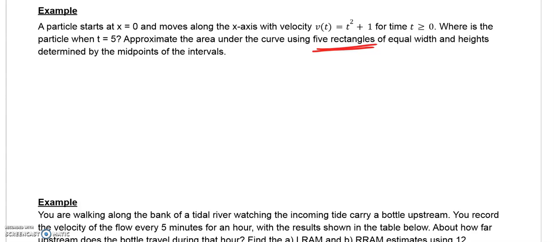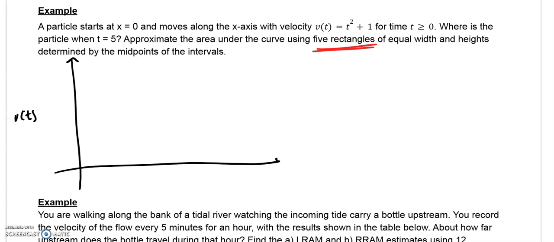So first of all, let's sketch this graph. You have your y-axis, which is the velocity, and then you have your x-axis, which is the time. Now, the t squared plus 1 is just like x squared plus 1. So it's going to be up here at 1, and it's going to look like x squared, something like that. And we're going out to 1, 2, 3, 4, 5 seconds, or units, it doesn't say specifically.